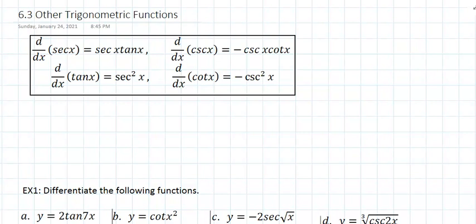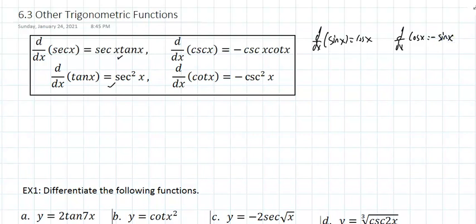Okay. 6.3 talks about the derivative of the other four trigonometric functions. So, derivative of secant is secant tangent, derivative of tangent is secant squared. This is pretty much how I really remember it. When you take a derivative of sine of x, that's the cosine of x. And when you take a derivative of the cosine of x, that's negative the sine of x.